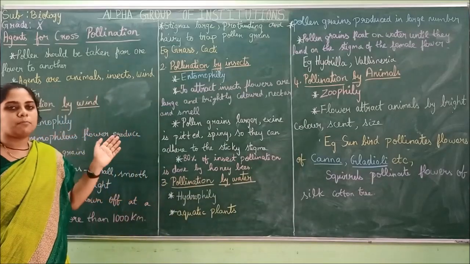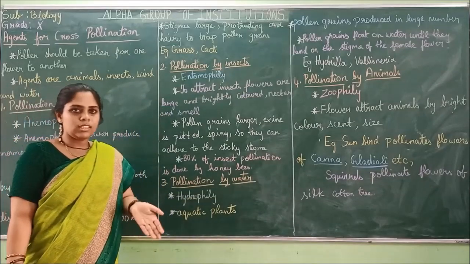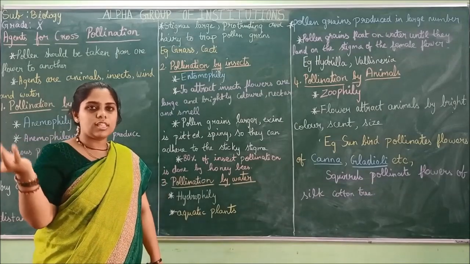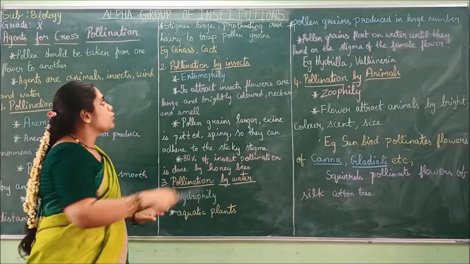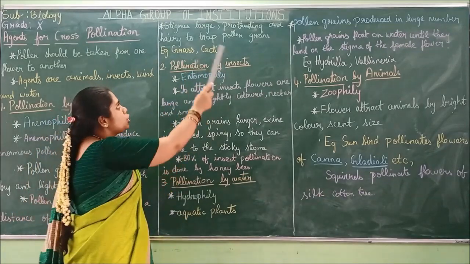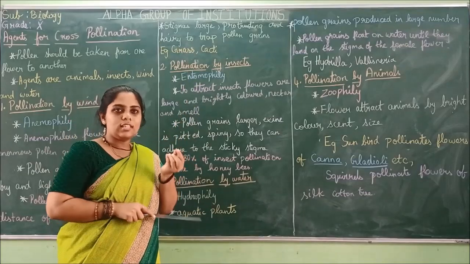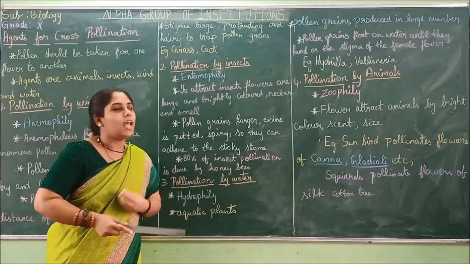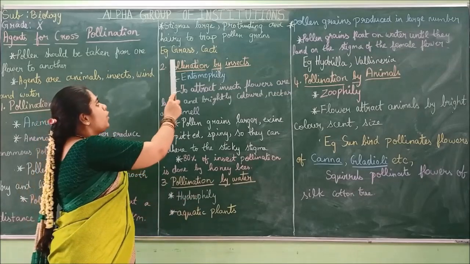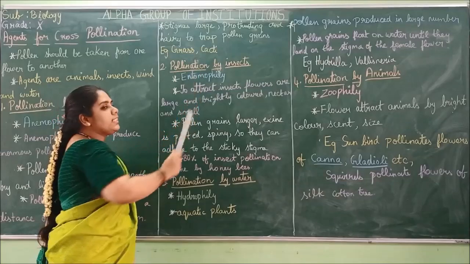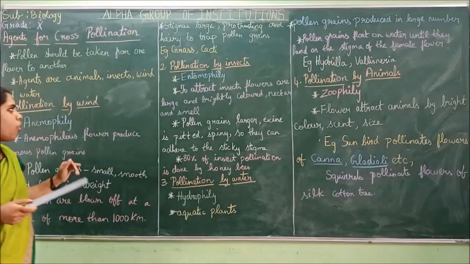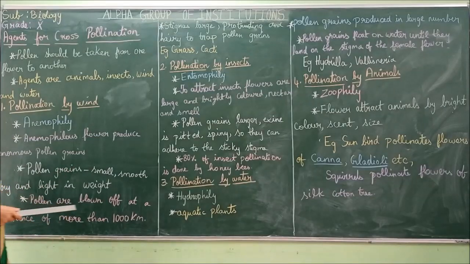Here they are mentioning the gynoecium. The stigma should receive the pollen grains, so it should be very large, protruding, meaning well shown, and very hairy. It should have small hairs to trap the pollen grains. Examples: grass and cacti. Cacti are nothing but cactus. So these are the points under pollination by wind.